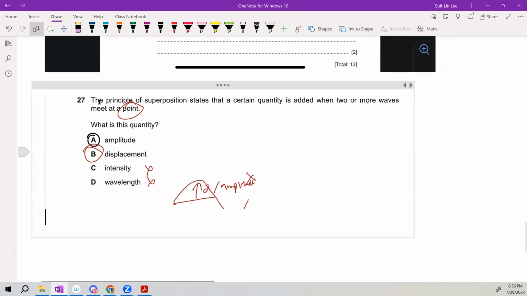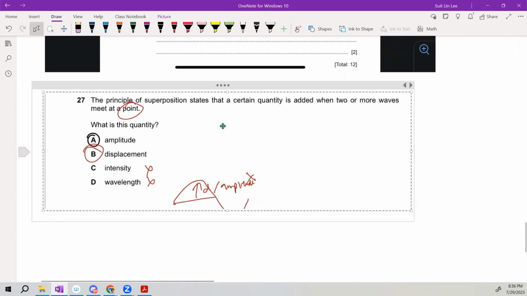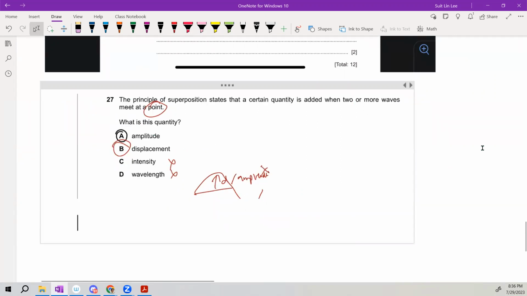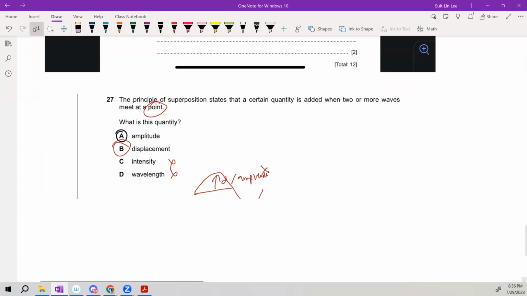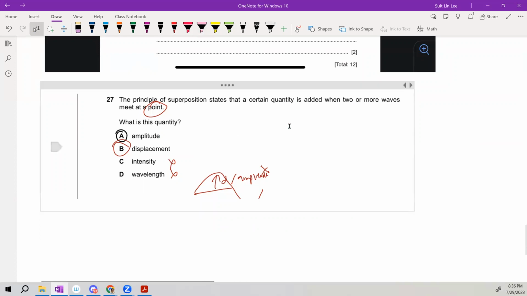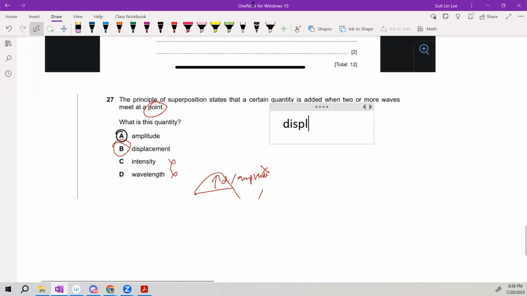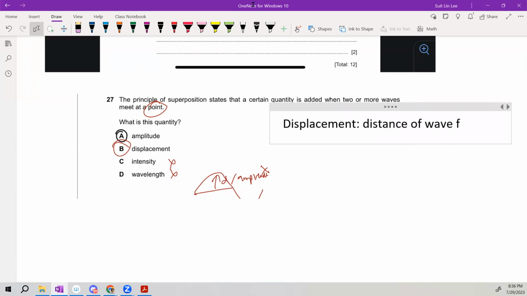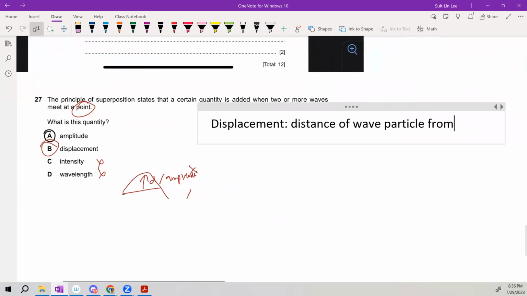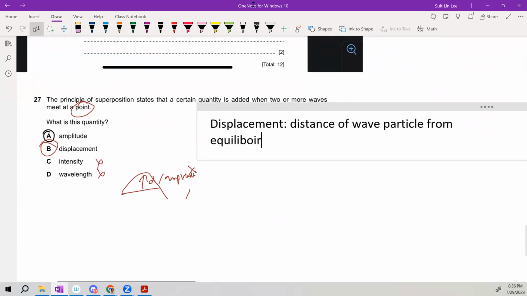Okay, the next one. The principle of superposition says a certain quantity is added. We add displacement, not amplitude. Amplitude is maximum displacement, but it is not displacement. I don't know what the confusion is here. Displacement is the distance of the wave particle from equilibrium position. Think about the definition. So we are adding these distances.